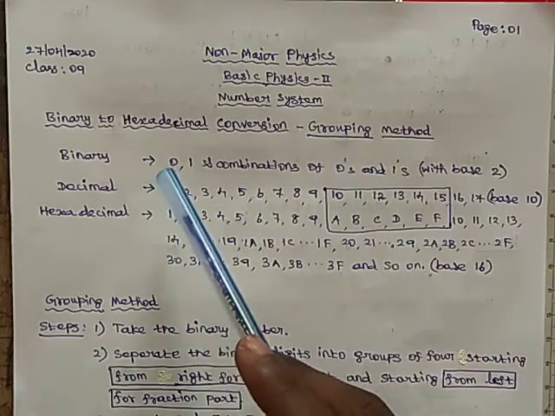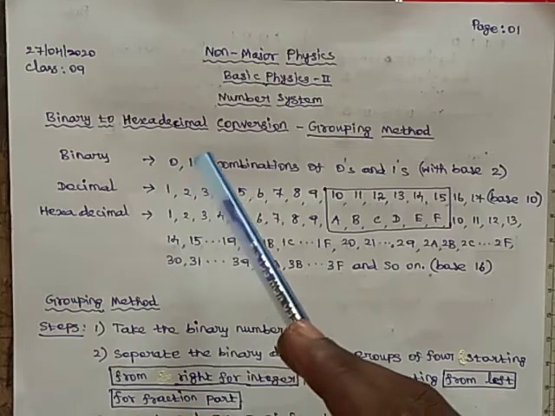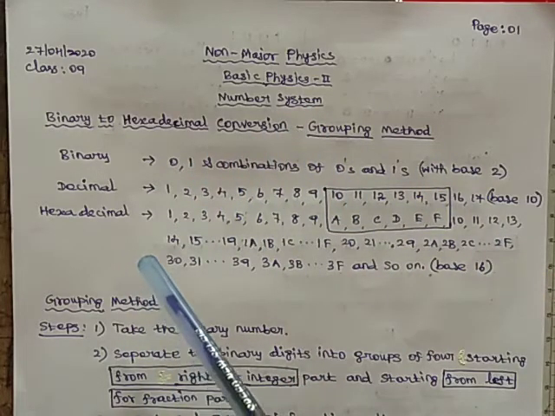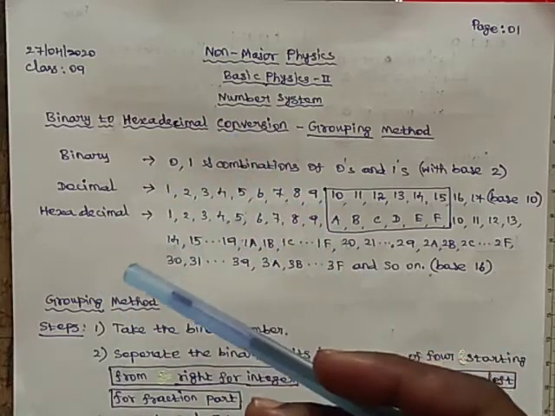In this class, we are going to see binary to hexadecimal conversion by using the grouping method. Before going to the method, I just want to recall the numbers.